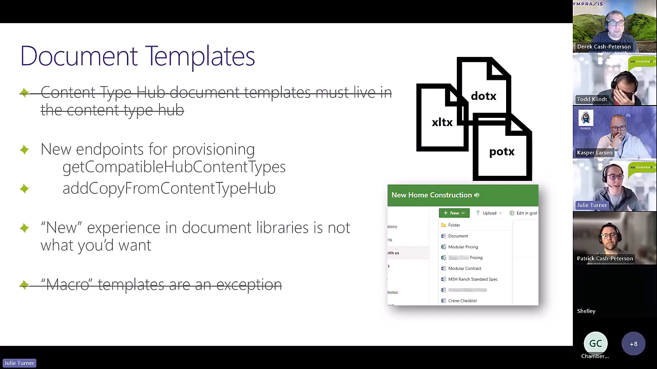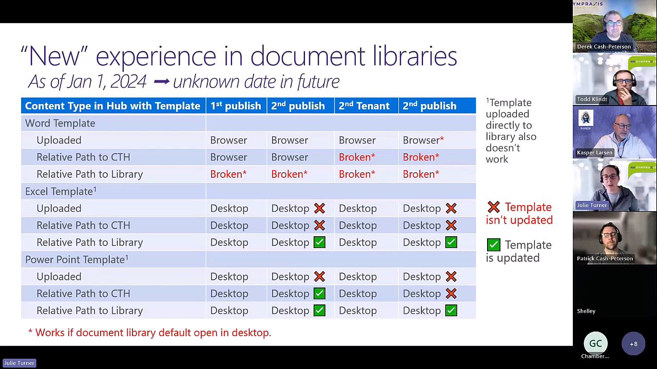So let me move on to some testing. I have a bunch of clients that have used content types with associated document templates in the past, in 2013, 2016, 2019 environments. A lot of that was classic UX, and now we have the modern UX, and Microsoft has been advancing the modern UX with some new features and functionality. Unfortunately, we now have a bit of a broken experience.